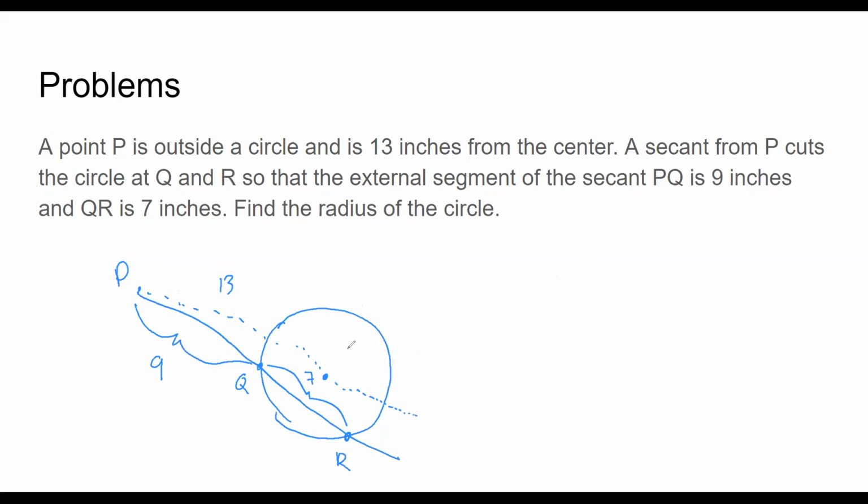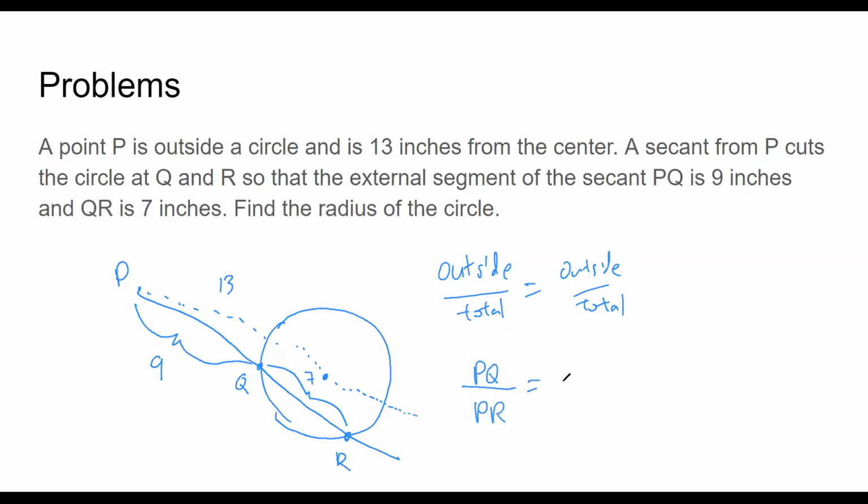So now we can try to set up the equation. Remember, the equation was that outside over total is equal to the other outside over the total. Let's look at the bottom line, which is the solid line, which is PR. The part of PR outside the circle is PQ, so let's write PQ over the total, PR.